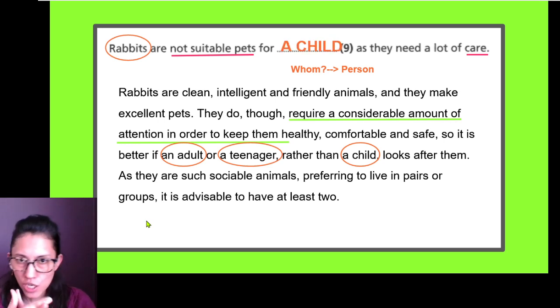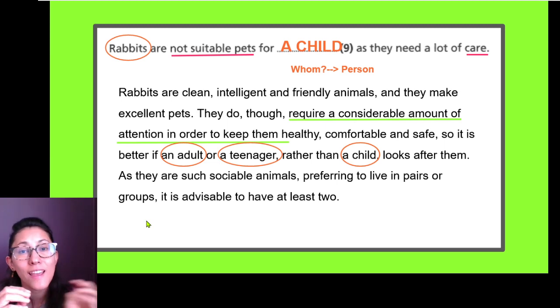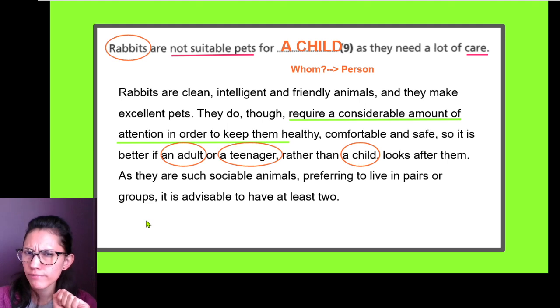Both words, a child, not children. You cannot change it to children, even though it makes sense, because the given word or words in this case was a child. Okay? So far so good? I hope so.